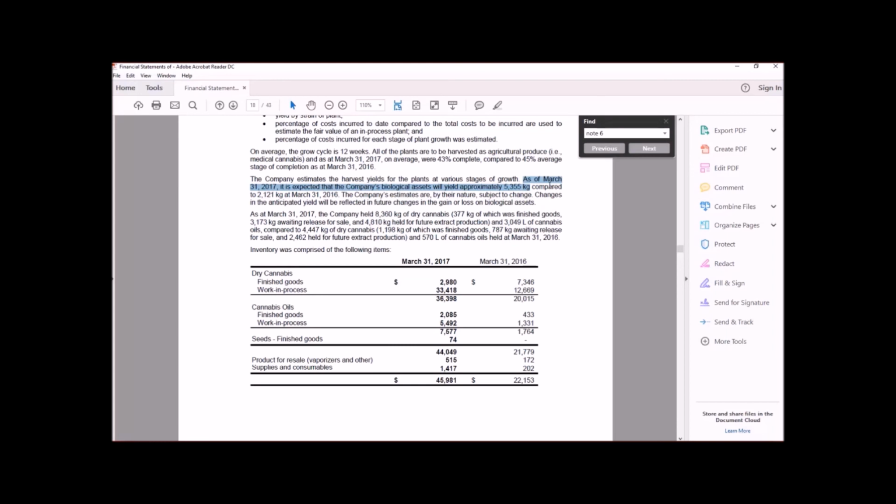No, kilograms. So it's 2.2 kilograms per pound. So that's about 12,000 pounds of weed. That's a shitload of weed that they're not selling.